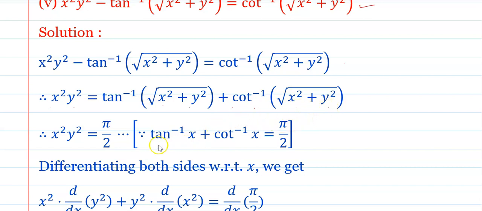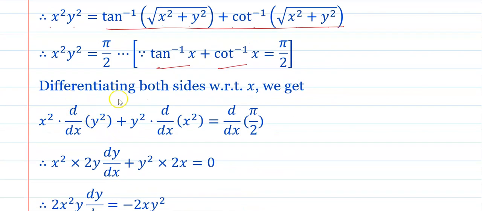आता सर्वाधिक महत्वाचा फॉर्म्युला इथे अप्लाय करणार आपण tan inverse of x plus cot inverse of x and that's equals to pi by 2. म्हणून याची व्हॅल्यू किती येणार? The value is pi by 2 and therefore x square into y square that's equals to pi by 2. Differentiating both sides with respect to x, then you will get. Okay, इथे product rule apply करना. Keep x square as it is, d/dx of y square plus y square into d/dx of x square, d/dx of pi by 2. The derivative of pi by 2 is 0.